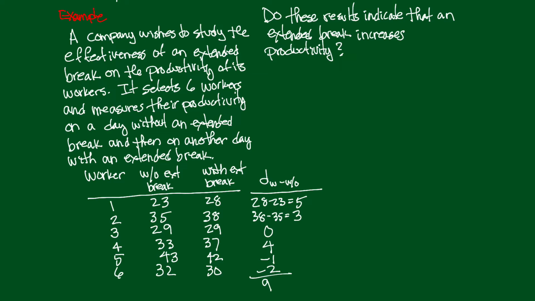Now, what I'm going to do is take the averages. What is D bar? D bar would be the 9 divided by, well, we had 6 right here. So the average is going to be 1.5. So it's actually plus 1.5. So there is some indication that an extended break may increase productivity.